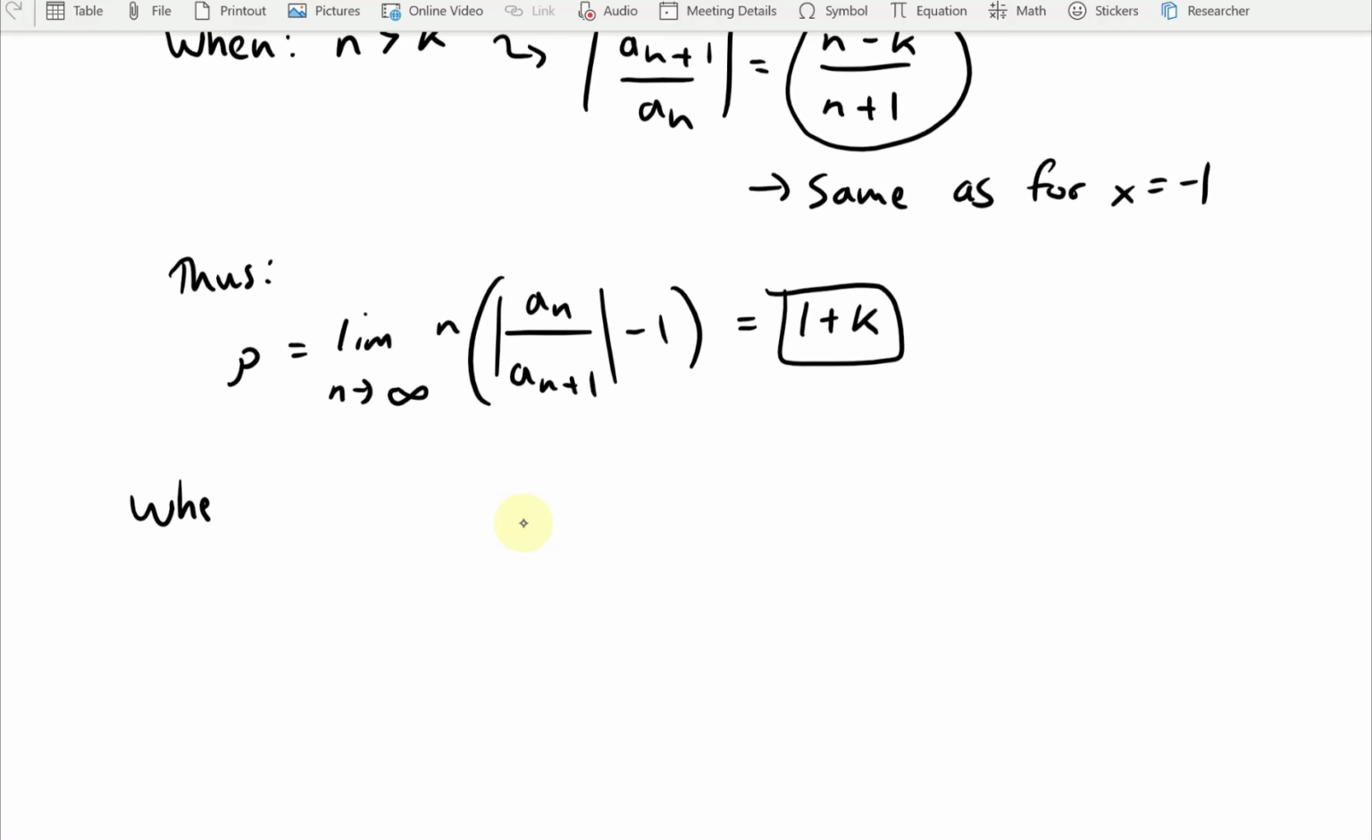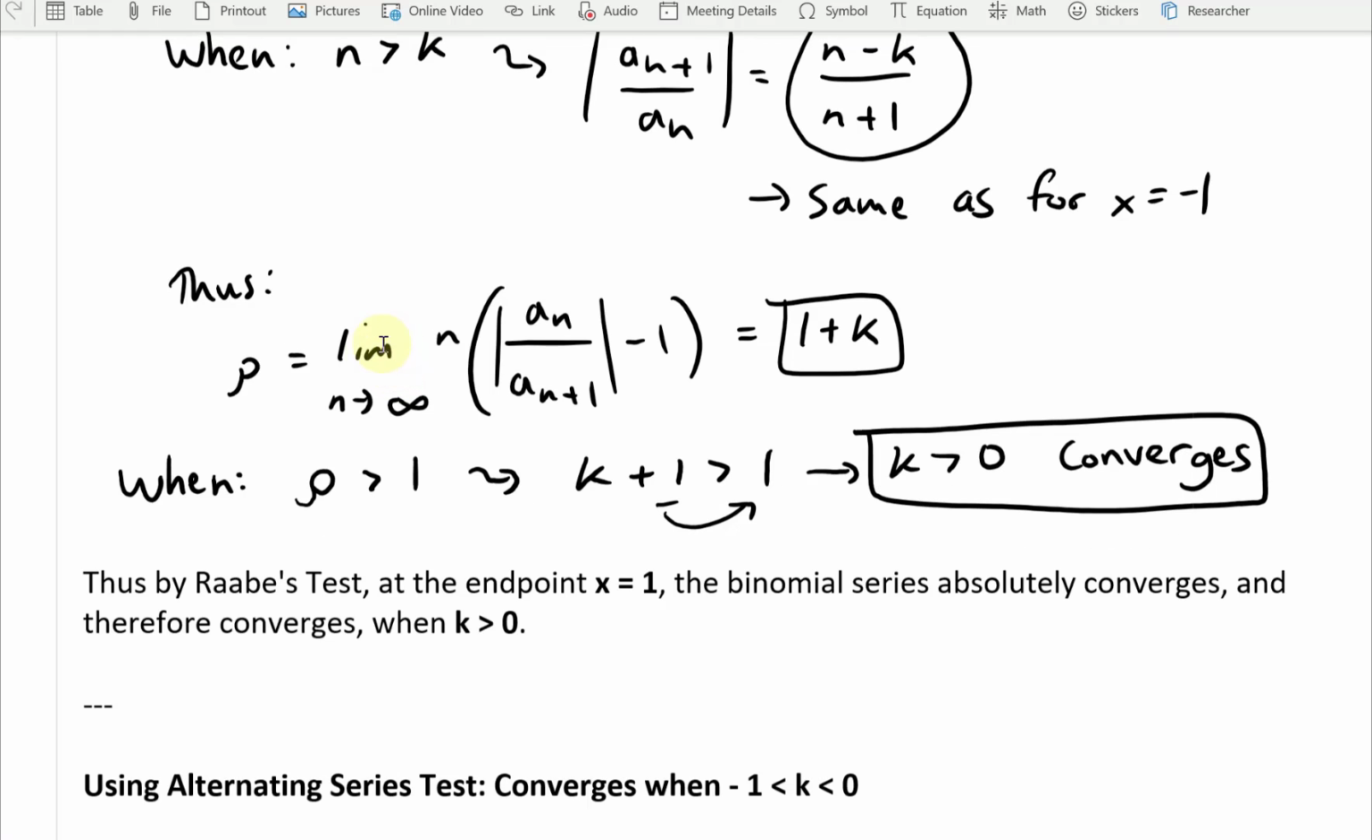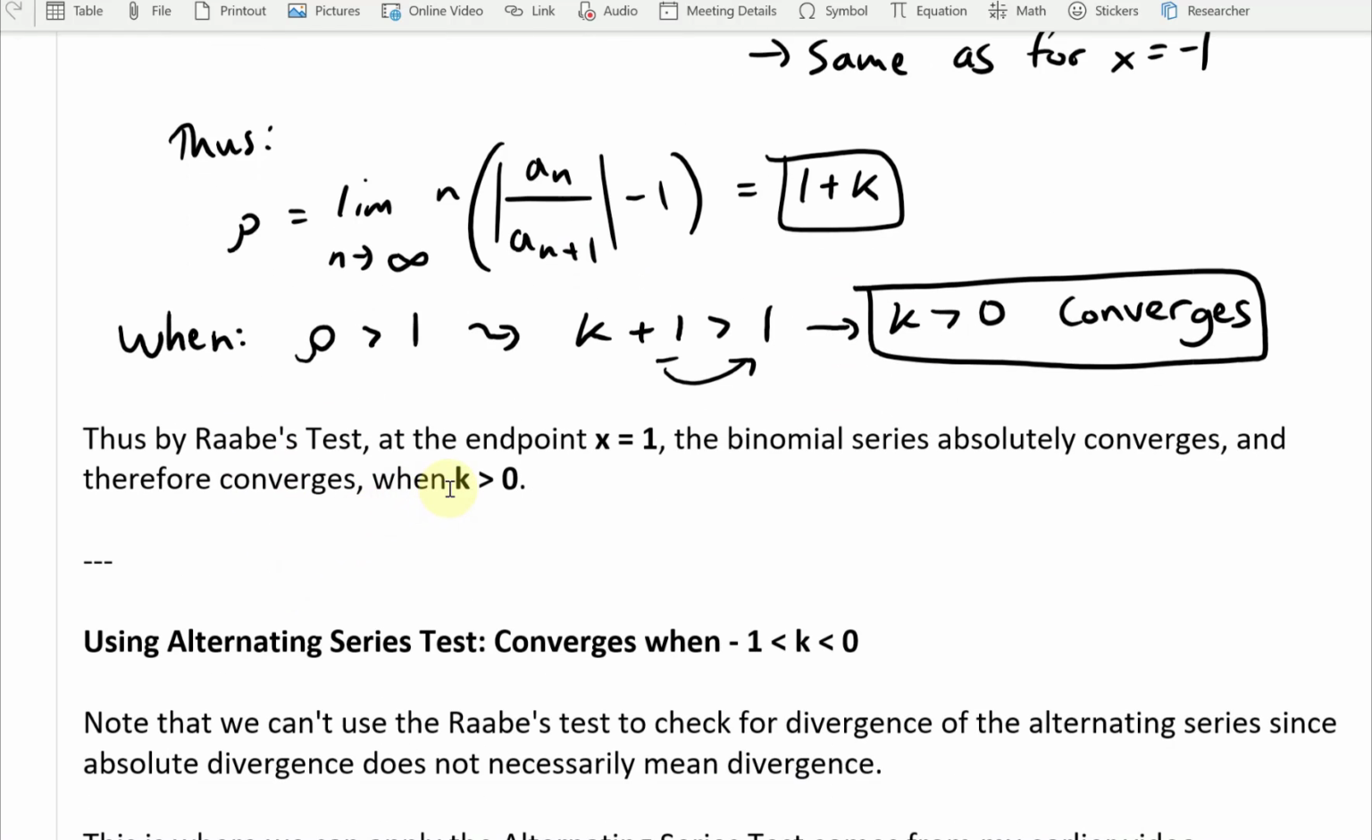So when rho is greater than 1, we get k plus 1 is greater than 1, move this over, and this just means that k is greater than 0, and the series converges. So the absolute value of the binomial series converges. Thus, by Raabe's test, at the endpoint x equals 1, the binomial series absolutely converges, because we're looking at the absolute values of an, and therefore converges when k is greater than 0.